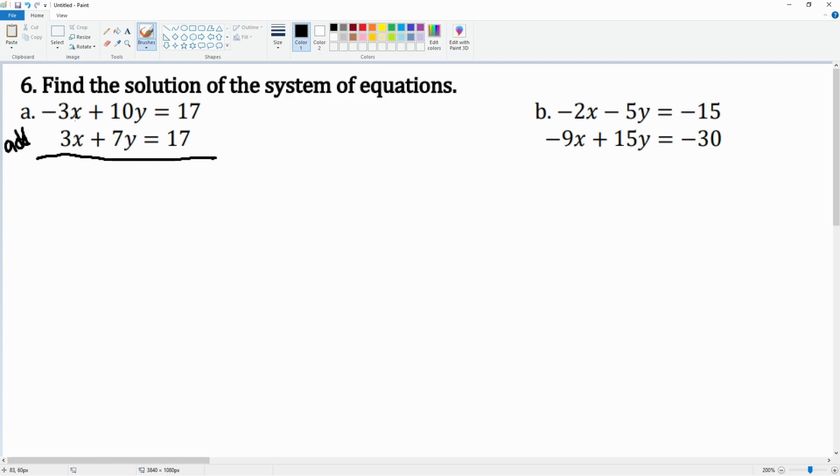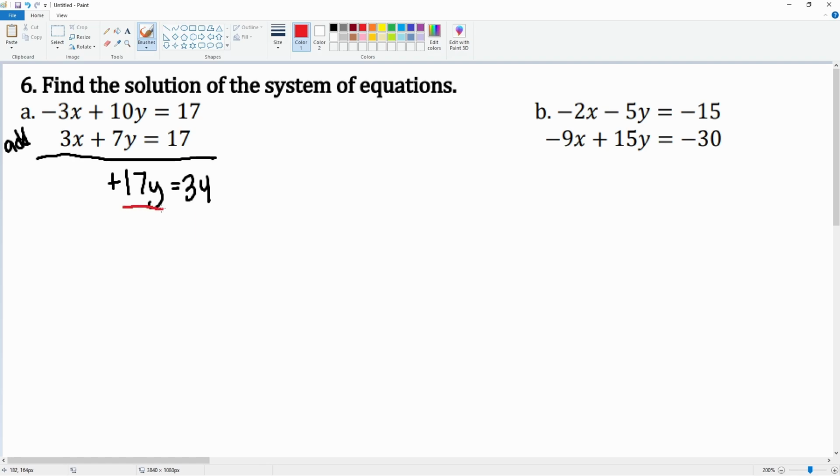This is a negative 3x and this is a 3x. If we add them, it's going to go away because this becomes 0x. This becomes 17y, and 17 plus 17 is 34. No one really writes the 0x here. Notice that the x is now gone. This is good because, through the process of elimination, we got rid of one of the variables.